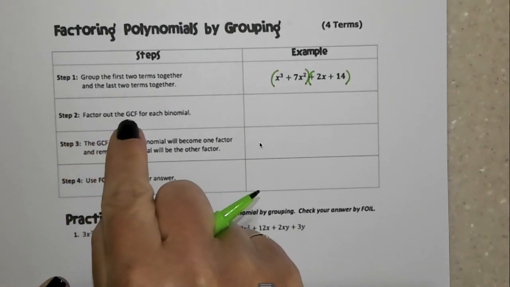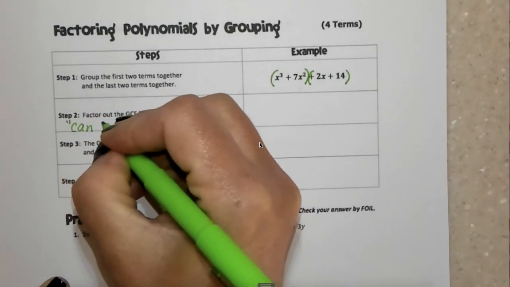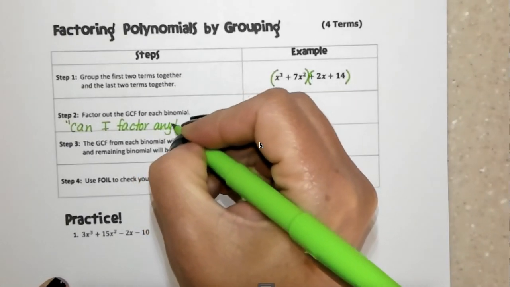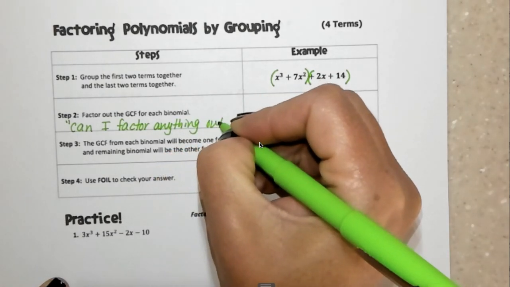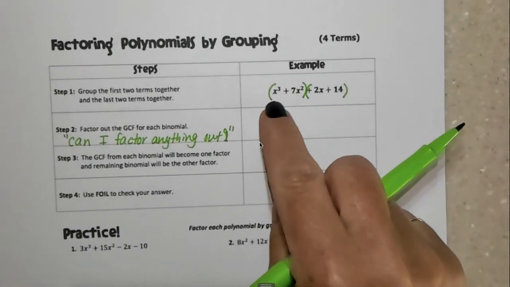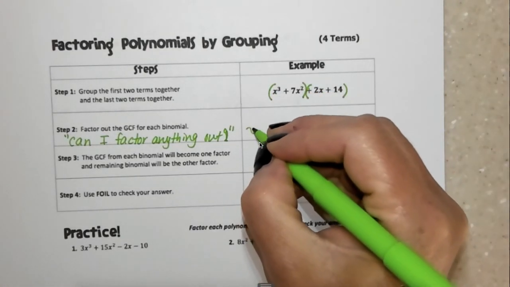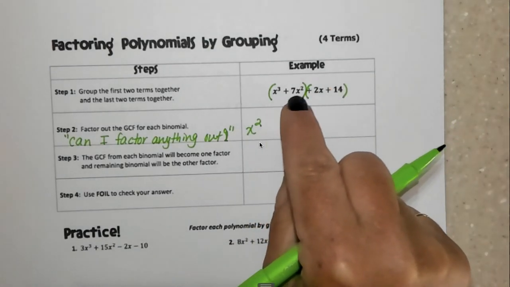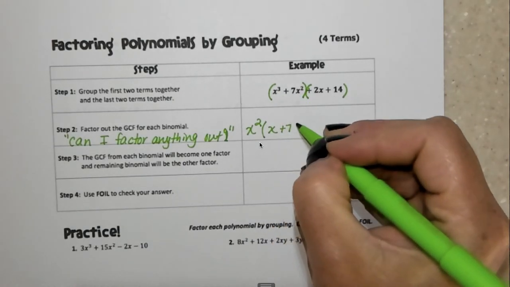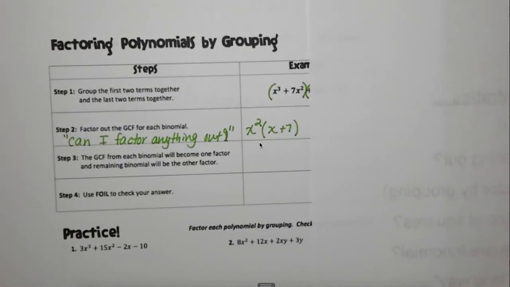Step 2, factor out the greatest common factor. That's the can I factor anything out? Oops. Can I factor anything out? So you look at the first one, x to the third plus 7x squared. What can they both give? They can both give an x squared. So you take an x squared out of this set of parentheses. What would it leave behind? An x here and a plus 7 there. Right? So I just worked on that first set of parentheses.